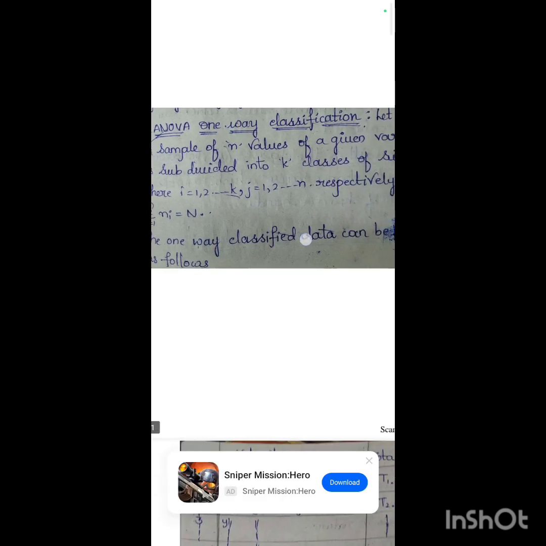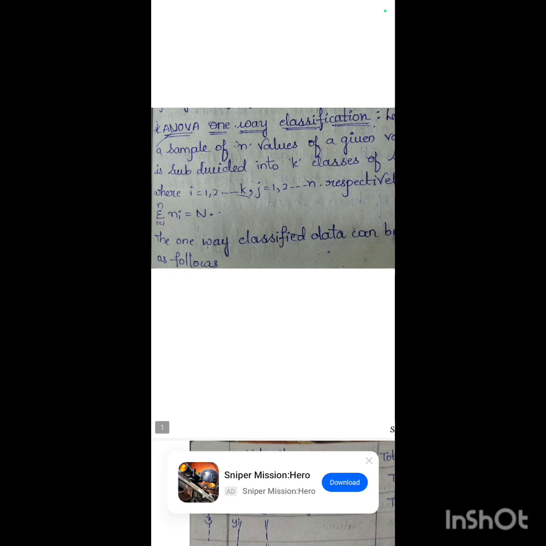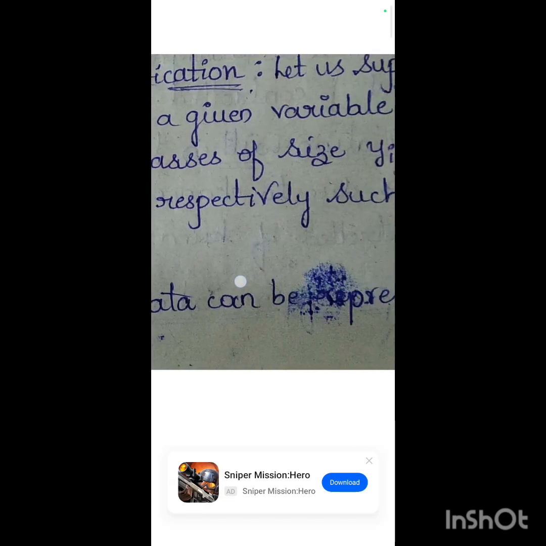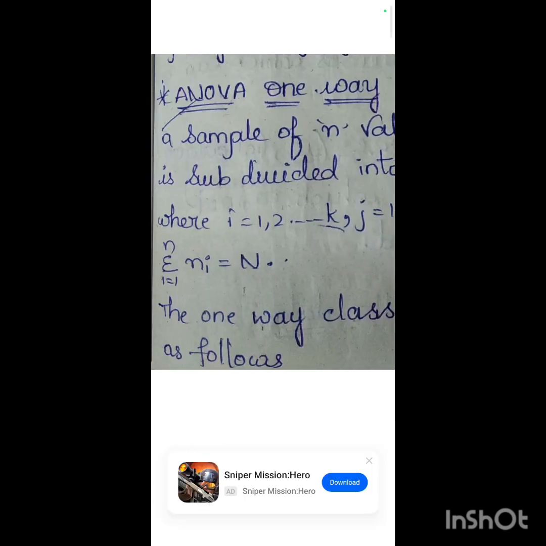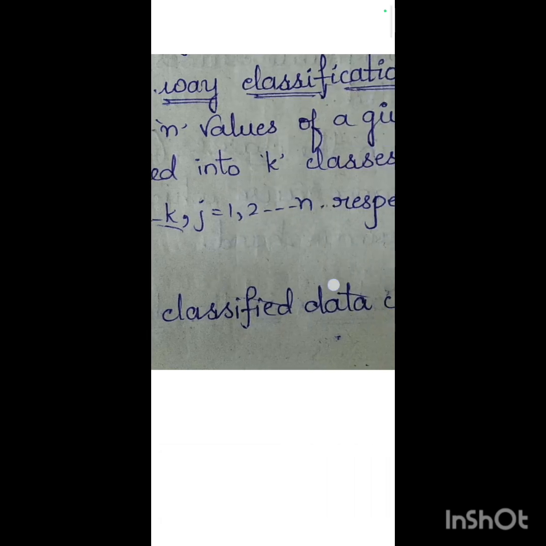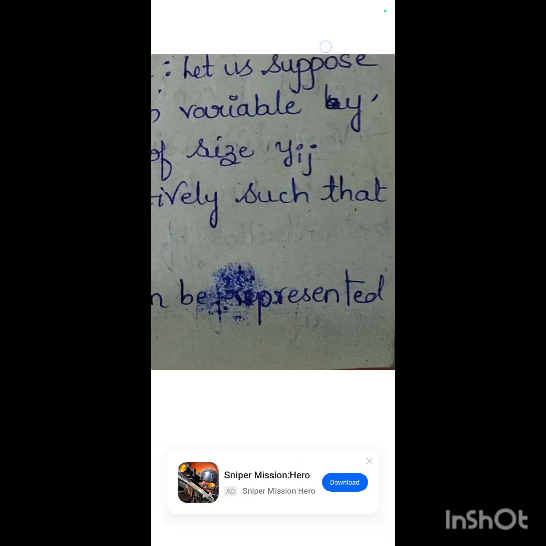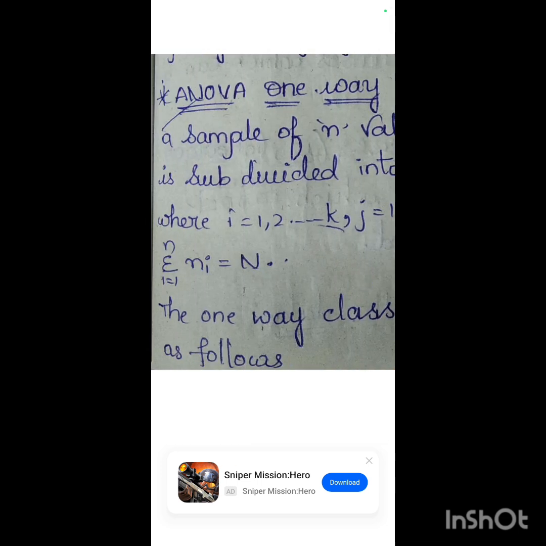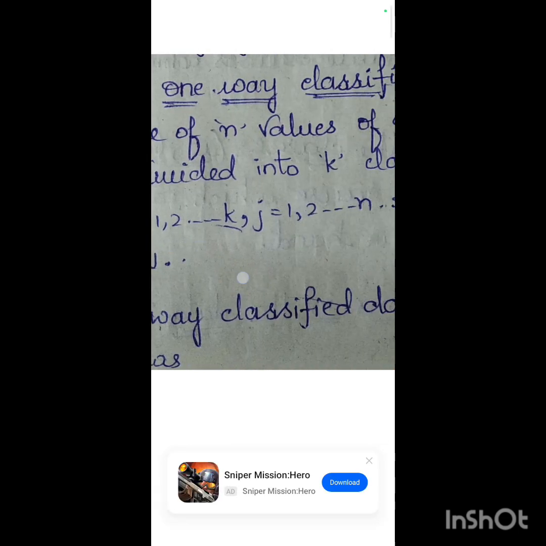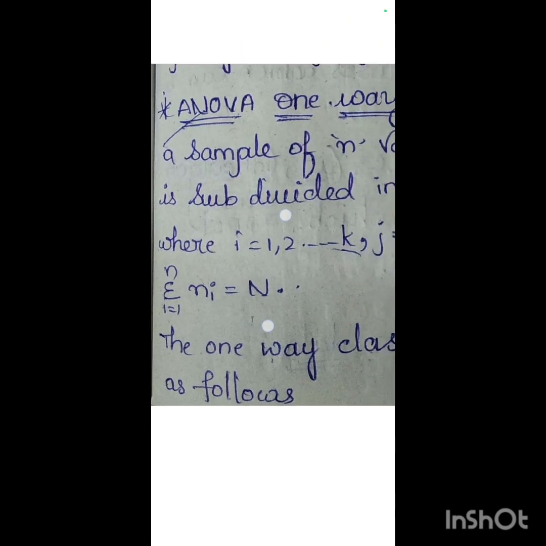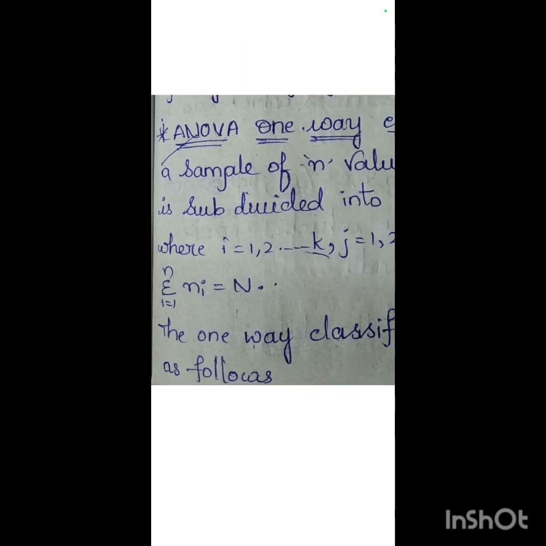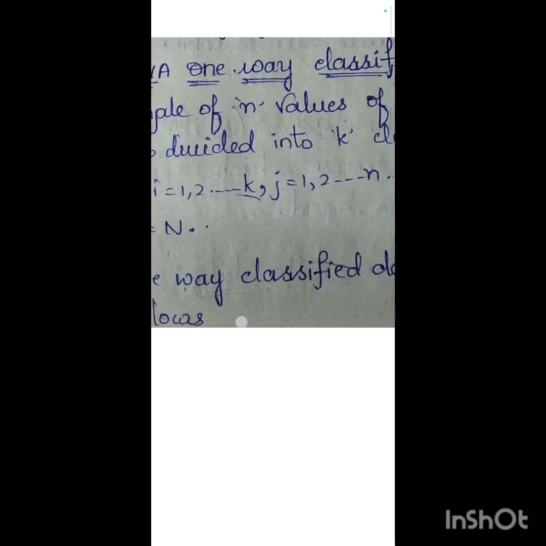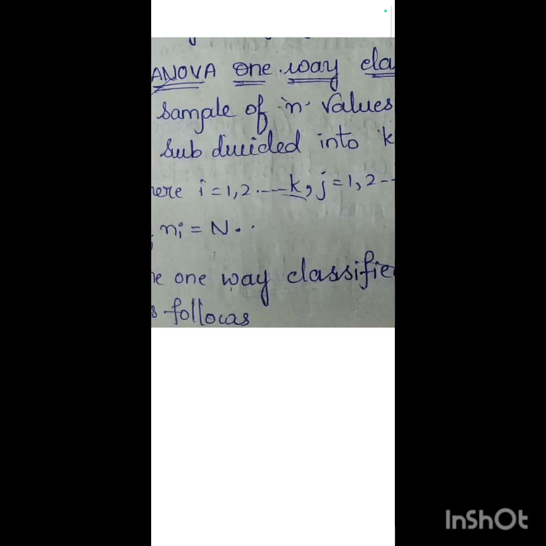ANOVA one-way classification. Let us suppose a sample of n values of a given variable y is subdivided into k classes of size n_i, where i equals 1 to k, j equals 1 to n_i respectively, such that the summation of n_i, i equals 1 to k, equals capital N. The one-way classification data can be represented as follows.